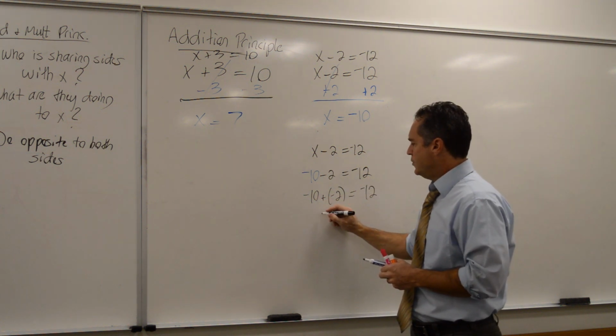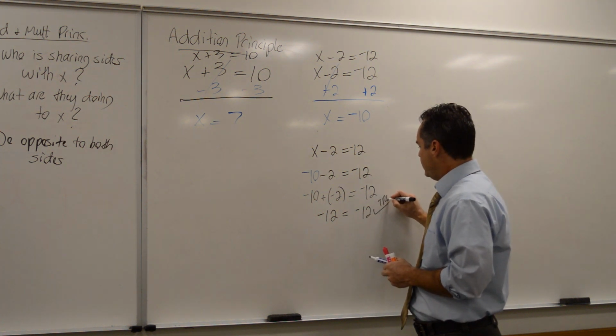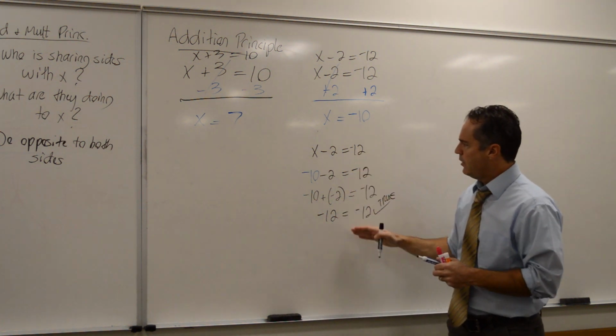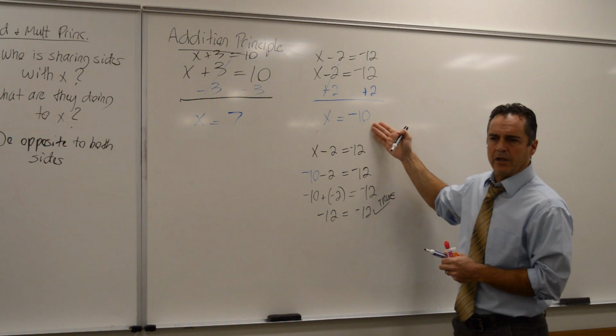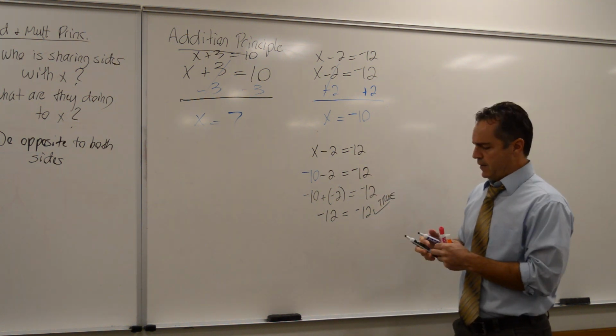Negative 10 plus negative 2 is negative 12 equals negative 12. Check. That is a true statement. So when you check your answer, you're not going to get the answer again. You're going to get a true statement. Let's say that you put something in that was false.